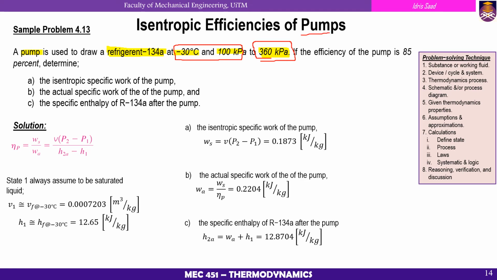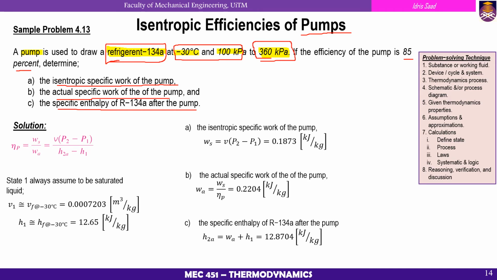So we know this is a pump. A pump must work under the condition of incompressible fluid. That means this refrigerant must be in the compressed liquid state. The question said the efficiency of the pump is 85%, and it asks us to determine the isentropic specific work of the pump. Second, the actual specific work of the pump. Third, the specific enthalpy of R134A after the pump. So we go one by one.